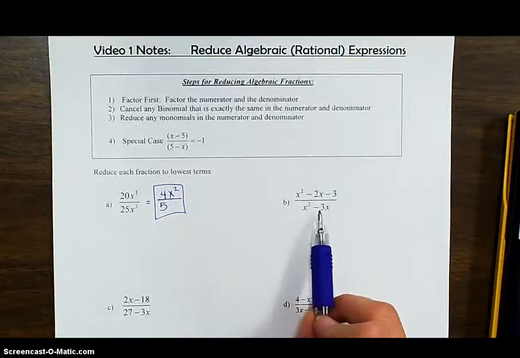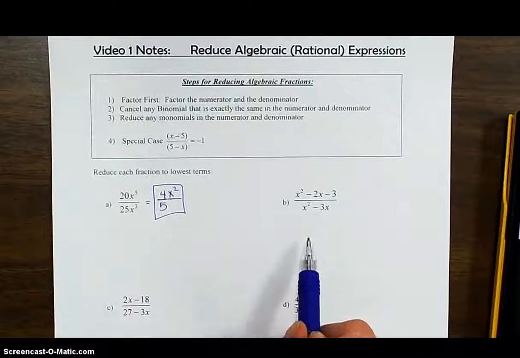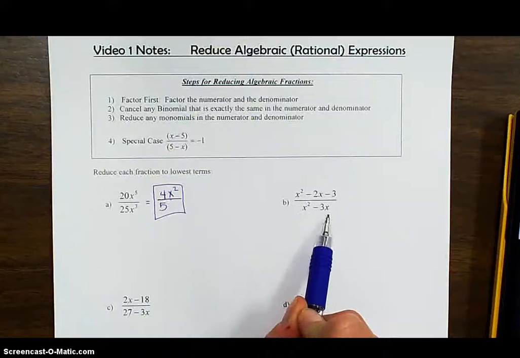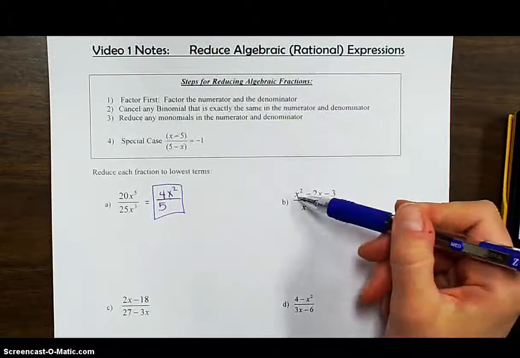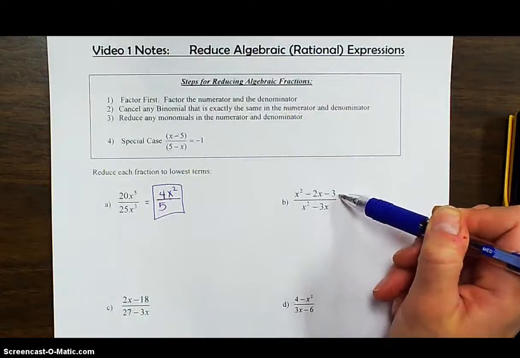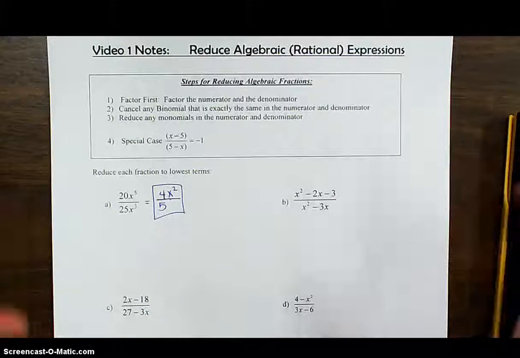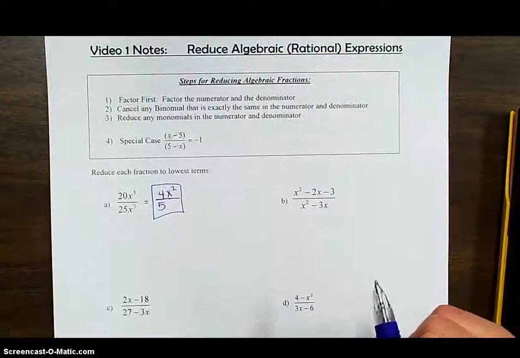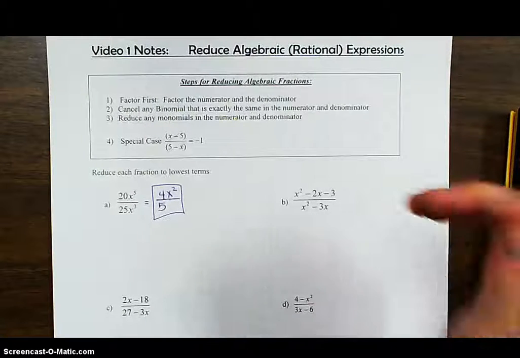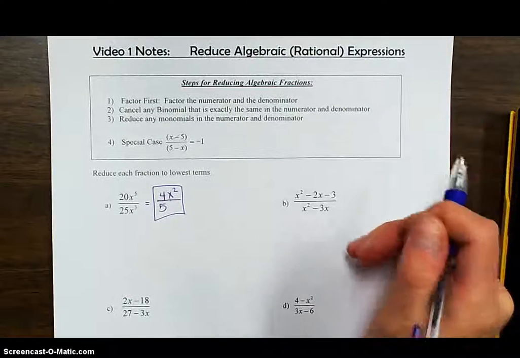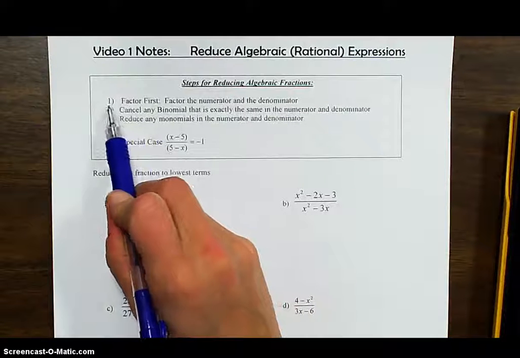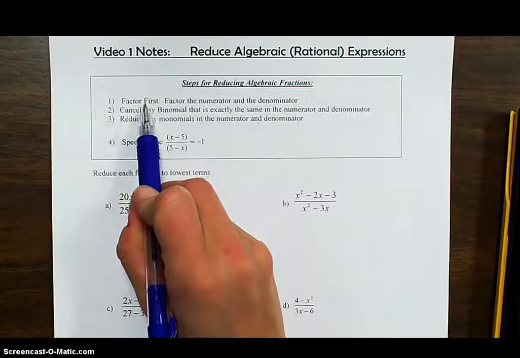Okay, now let's take a look at B. All right, so here we have a trinomial and a binomial. Now, you cannot simply cancel parts, because a trinomial is a quantity, and a quantity is held together with your addition and your subtraction symbols. So we can only cancel if everything on the top is the same as everything in the bottom, and we're not the same. So we're going to come up here in step number 1, factor first.